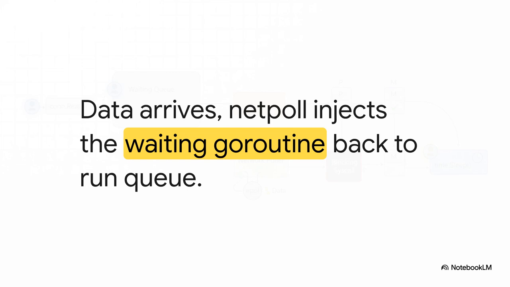And the payoff for all this is brilliant. The exact moment the data packet finally arrives, the OS notifies the network poller. The network poller quickly identifies which file descriptor received the data, locates the waiting goroutine attached to it, and instantly injects that goroutine right back into a run queue. The goroutine state shifts from waiting back to runnable. To the developer writing the Go code, the conn.Read function just seamlessly finishes, and the code continues. It looks like it blocked, but underneath, we didn't waste a single OS thread.